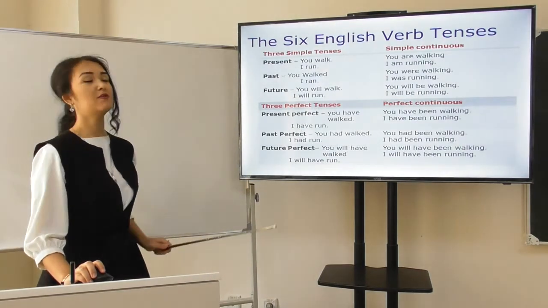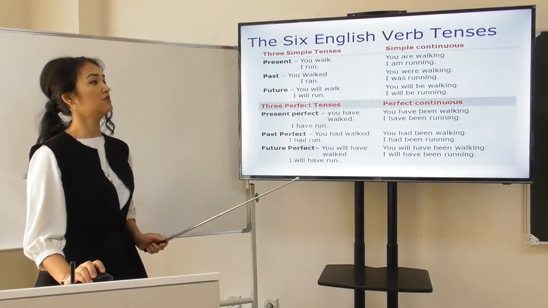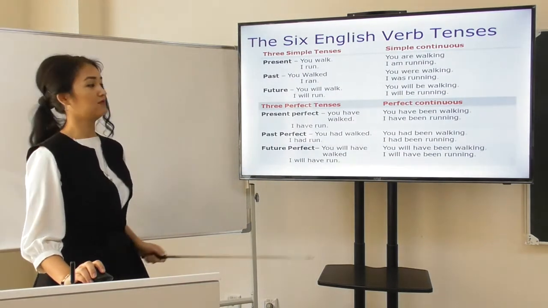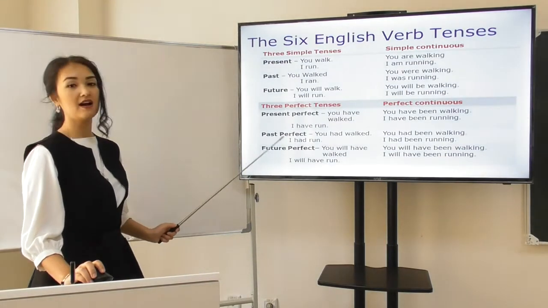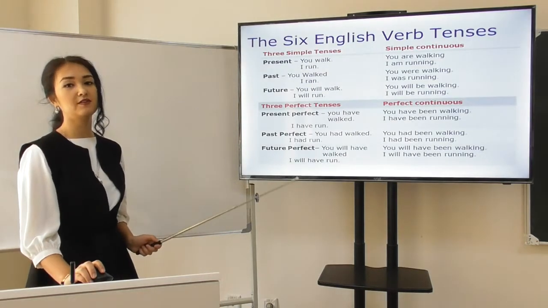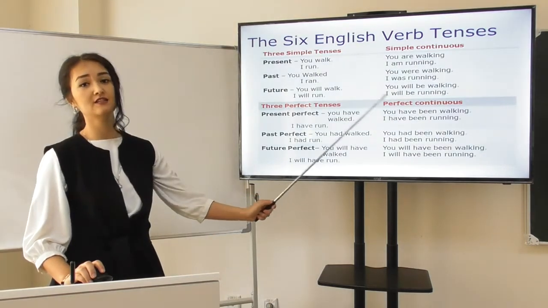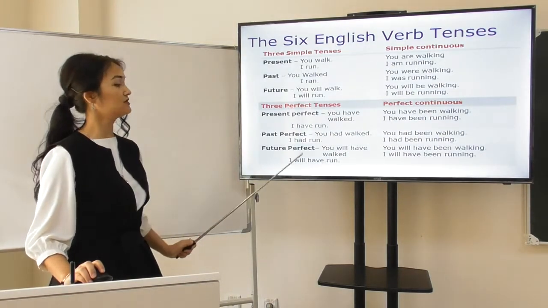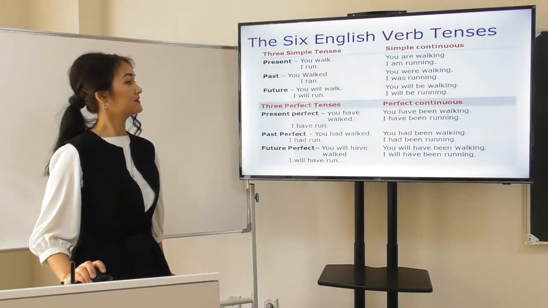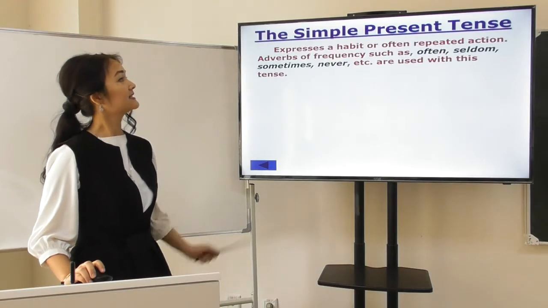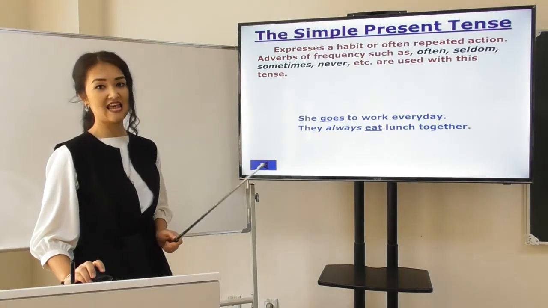Continuous tenses: present continuous tense, past continuous tense, and future continuous tense. They are examples. 3 perfect tenses: present perfect tense, past perfect tense, and future perfect tense. Perfect continuous: present perfect continuous, past perfect continuous, and future perfect continuous. They are examples. And the next, the simple present tense expresses a habit or often repeated action.